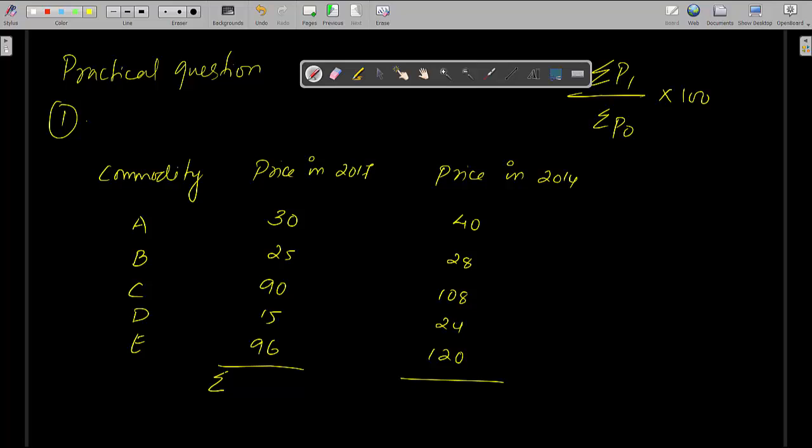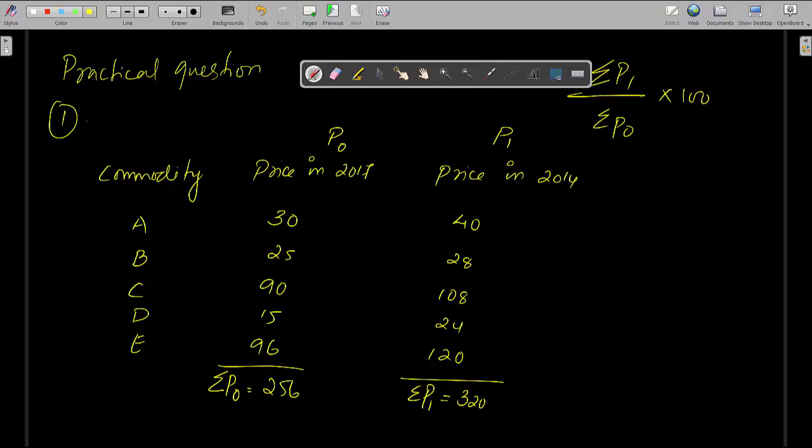Now, listen, in the question it says take 2017 as the base year. So this is our P0 and this is our P1. When it's the base year, you denote it as 0, and if it is the current year, you denote it as 1. So we're taking 2017 as P0. Sigma P0, if you sum up all this, you will get 256. Clear? And here sigma P1, that is the current year, you will get 320.